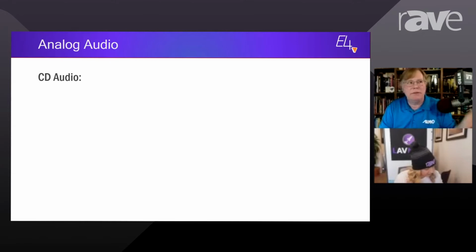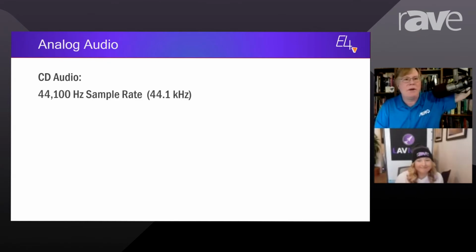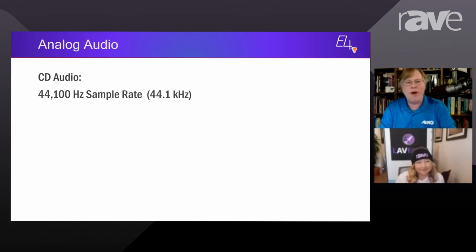So CD audio, you remember compact disc? The sample rate there, 44,100 times per second. We are taking a sample or a snapshot in time of that analog waveform. So this is how many times a second we're measuring the amplitude. And CD audio is 16-bit. So have you got that so far? Yes. Okay. So over 44,000 times per second, we are selecting or hitting one of those 65,000 states.